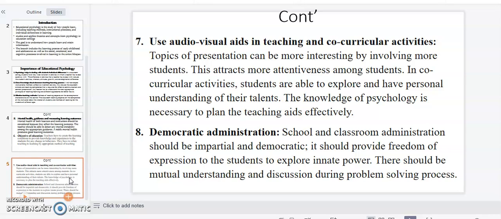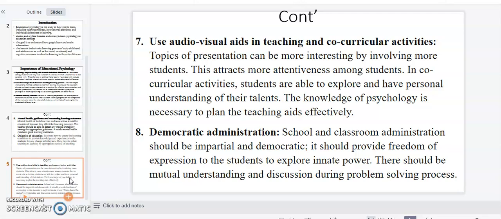And finally, number 8, democratic administration. School and classroom administration should be impartial and democratic. It should provide freedom of expression to the students to explore their innate power. There should be mutual understanding and discussion during the problem-solving process.